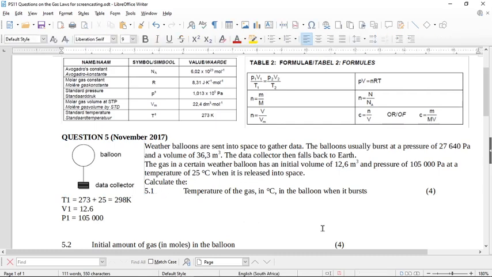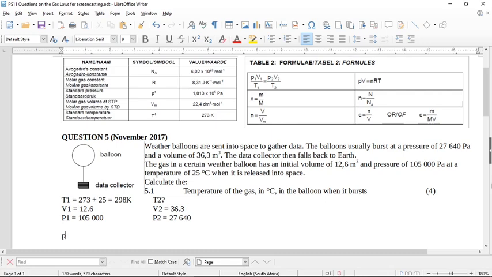Okay, so then let's make this balloon picture smaller. Then we can have a look here. We need to find T2. We don't know what T2 is. Do you agree? So then do we know V2? We know V2. They tell you it pops at a volume of 36.3 cubic meters, and the pressure that it pops at, which is P2, is going to be 27,640. Okay, so we're fine using P1 V1 over T1 equals P2 V2 over T2 because all of our units are the same and we've converted the temperature to Kelvin. So we can start here with this.